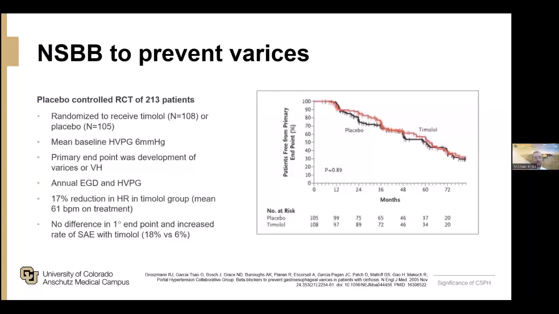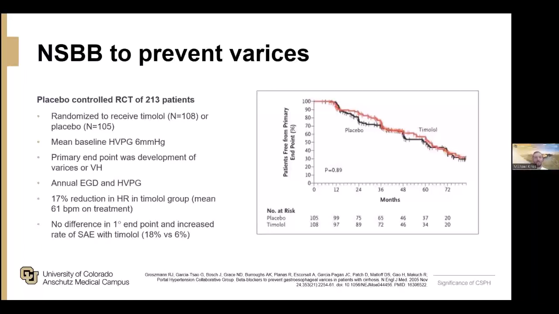So in 2005, this really seminal paper was published in the New England Journal. And it came from Europe. It was a placebo-controlled randomized controlled trial of 213 patients. They were randomized to receive either timolol or placebo. And this was a cohort of compensated patients who did not have clinically significant portal hypertension, right? Because they didn't have varices.